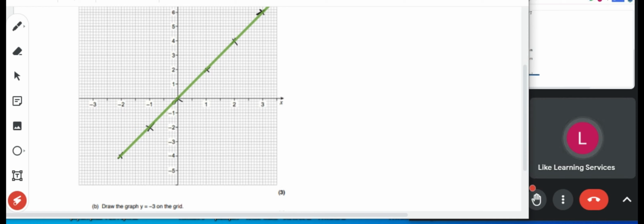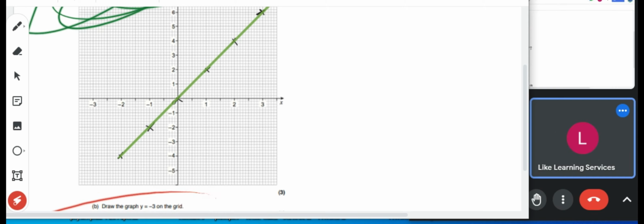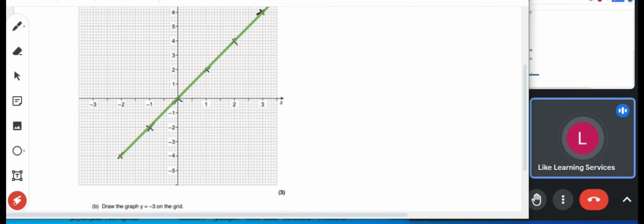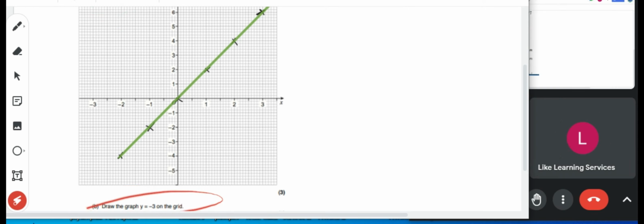You know what to do? Use a yellow line for the graph of y equal to minus 3. We've done stuff like this before. On the graph, just draw the graph of y equal to minus 3. You don't need a table of values. What is the graph of y equals minus 3? You've forgotten that's what we did earlier.